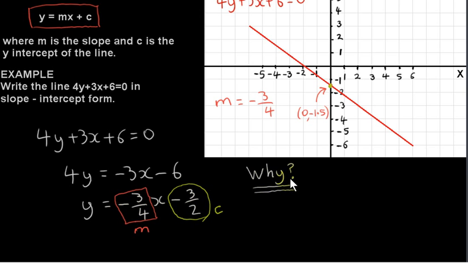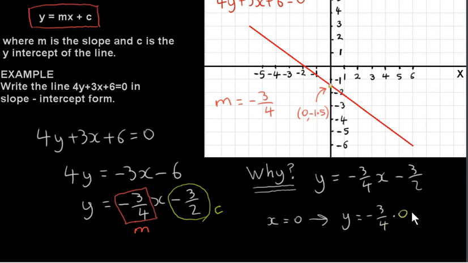Anyway, as an aside, let's ask, why does writing a line in this form give us the slope and the y-intercept? First of all, let's consider the y-intercept. Well, our equation in slope-intercept form is y equals minus 3/4 x minus 3 over 2. To get the y-intercept, we let x equal 0, because any point on the y-axis has x equal to 0. So if we plug 0 in for x here, we'll get the y-intercept. We'll get where the line cuts the y-axis.